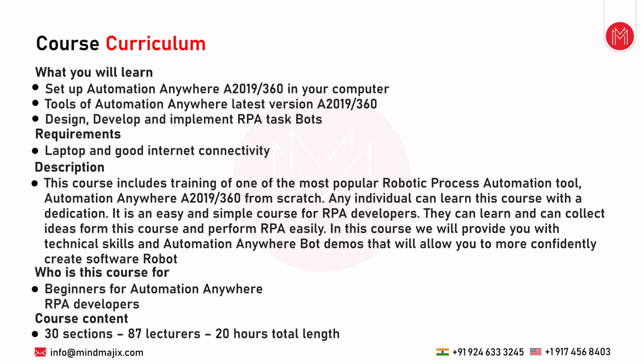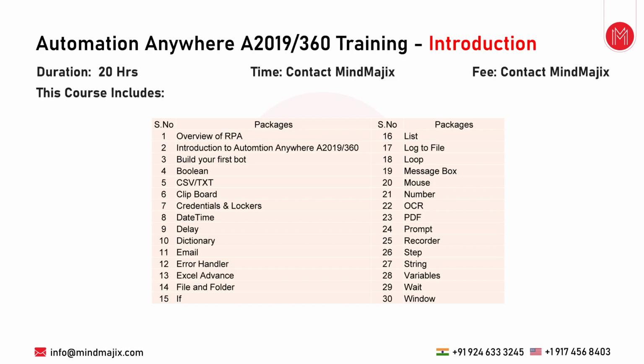Who is this course for? Beginners for Automation Anywhere and RPA developers. This course content is 30 sections, 87 lectures, and of 27 hours of total length. Now in Automation Anywhere training, total course includes 30 sections are there.